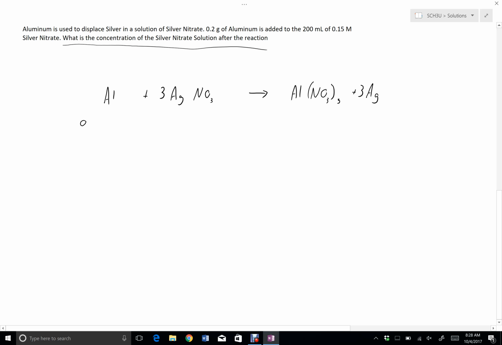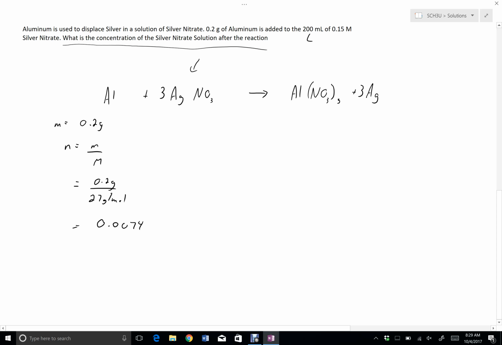I said I had 0.2 grams of this, and it's sort of implied that that's going to be the limiting reagent because it asks what the final concentration of silver nitrate is. So it presumes that some of this is going to be left over, but we'll just verify that. Moles is equal to mass divided by molar mass, so 0.2 grams divided by, I think aluminum is 27, yeah, 27 grams per mole. 0.2 divided by 27 equals 0.0074 moles, so that is a very small amount.